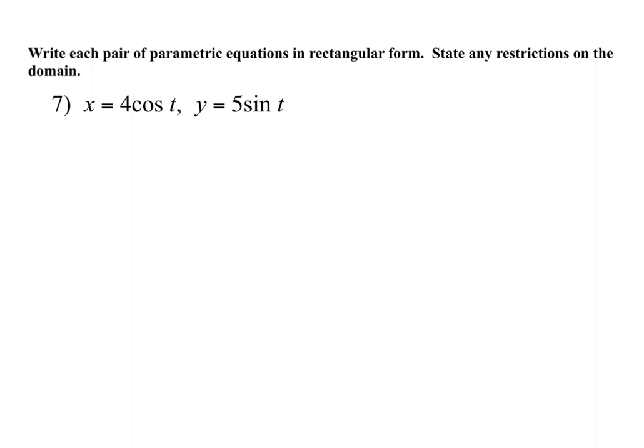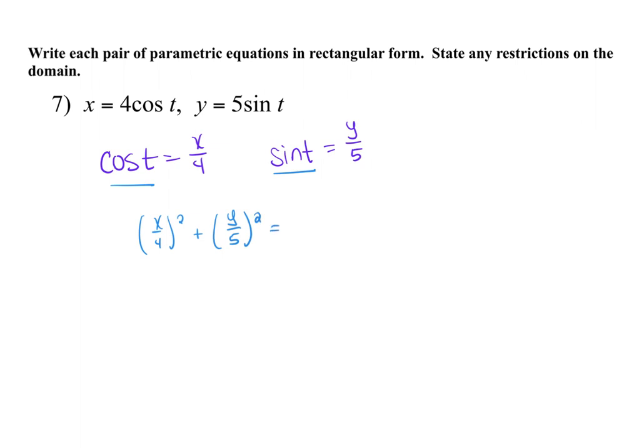So I picked this one, and then we'll try another one in a second. When it's like this, a trig, you're trying to get the trig function by itself. So I'm going to rewrite the first guy to the cosine of t equals x over 4. This guy is going to be sine of t equals y over 5. And then I'm just going to use those two squared plus each other equals 1. So cosine squared, x over 4 squared, plus sine squared, that's y over 5 squared, equals 1.